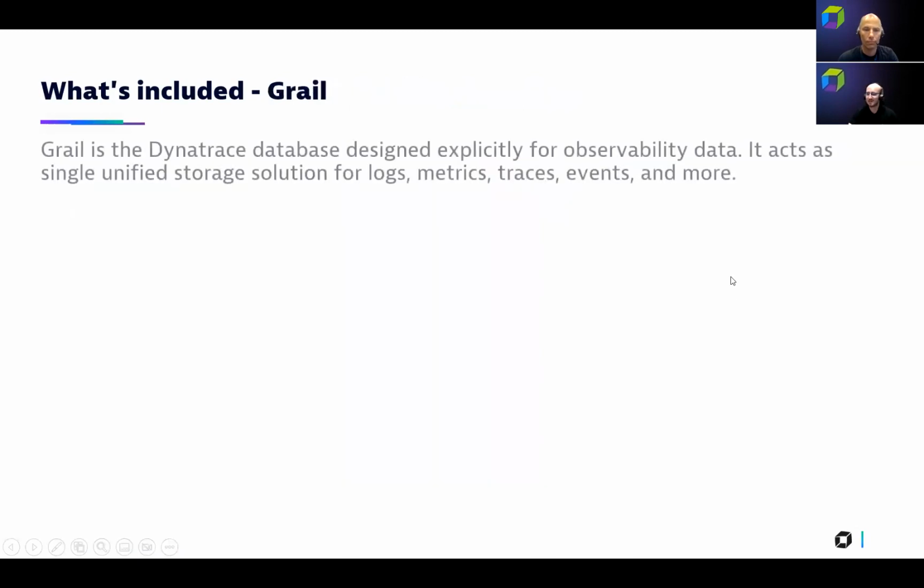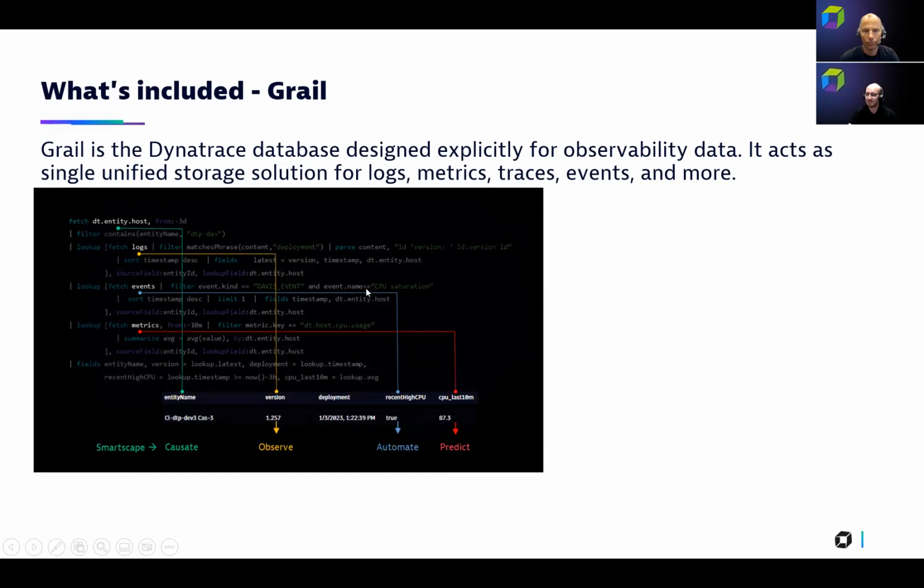And what else? We still have too many things that we can talk about. Of course, our Grail, the new famous database, our single unified storage for logs, metrics, traces, events, and Smartscape, for example, with causal data. Here's an example where you can see how we fetch this data. In this view, I can see that we have the Smartscape topology information by using the entity name. We have the version information from the logs storage, events, metrics, so they're all in a single place.